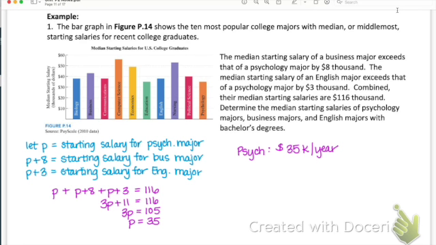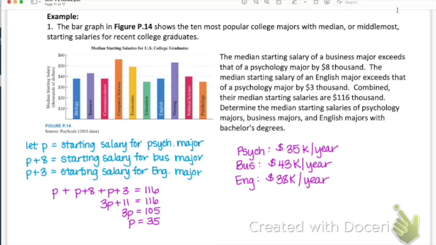And now we just need to use the rules over there. So 35,000 plus 8,000 is going to tell me a business major, and 35,000 plus 3,000 is going to tell me an English major. And now we have answered the question. So very simple algebra here. It's just kind of wading through the information and figuring out exactly what it's asking us to do.